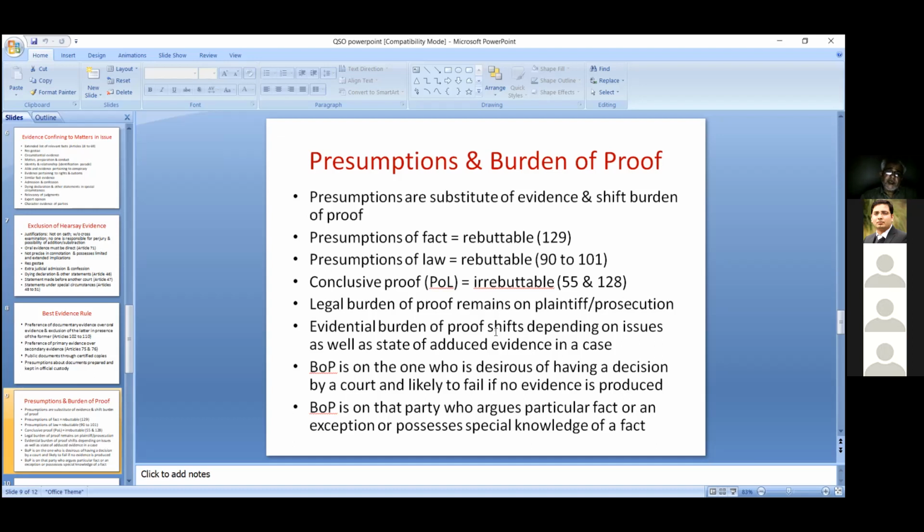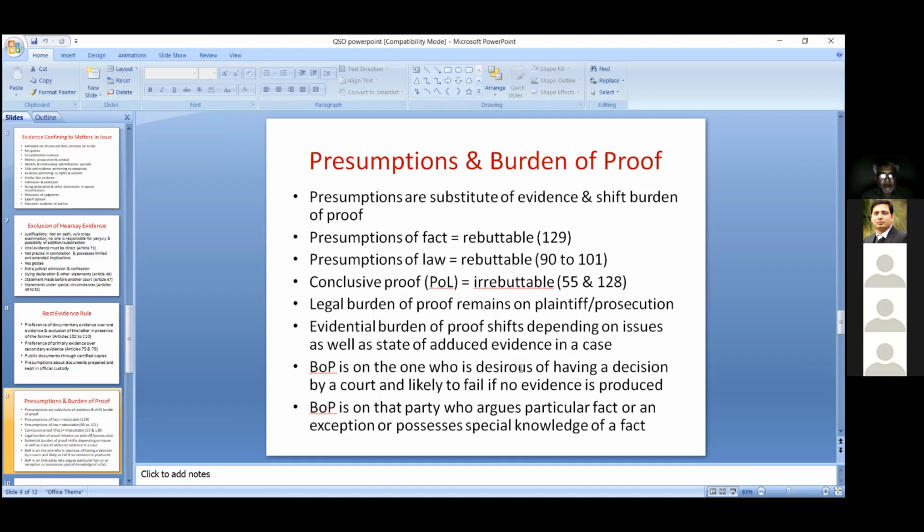The third kind of presumptions are termed as conclusive presumptions, and this is a subcategory of presumptions of law, and these presumptions are irrebuttable. There are just two illustrations of this particular phenomenon in the Qanun-e-Shahadat Order. One is in Article 51 and another is in Article 128, dealing with the legitimacy and paternity of children.